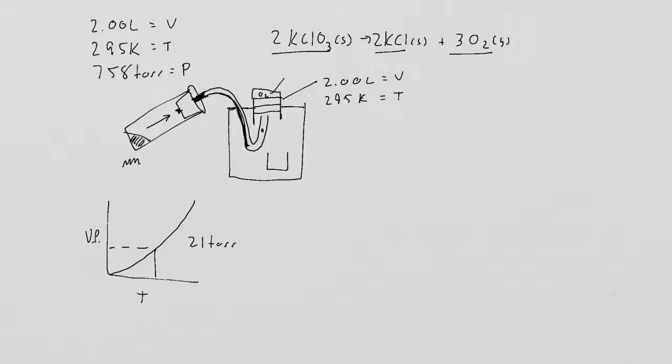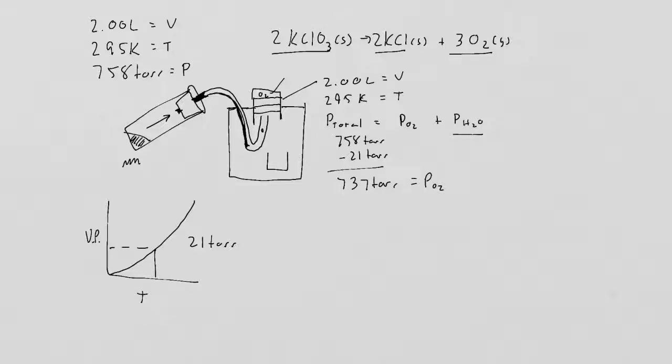That means we can figure out what the pressure caused by the oxygen was. If you think about it this way, the total pressure, which we already know because we probably took it with a barometer or looked up the atmospheric pressure, was 758 torr. That's equal to the pressure caused by the oxygen plus the pressure caused by the water. If we look up the vapor pressure of the water, we can just subtract that 21 torr. If we take 758 and subtract 21, we get 737 torr, and that is equal to P of O2.